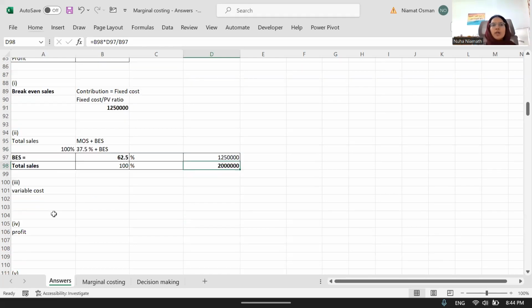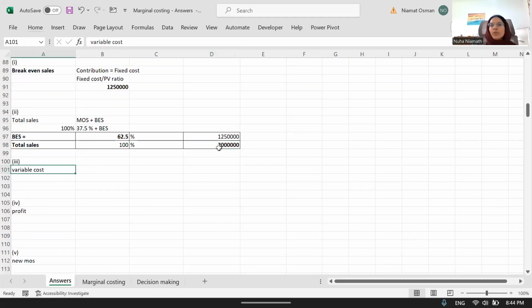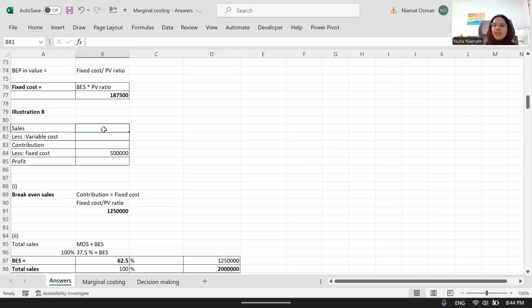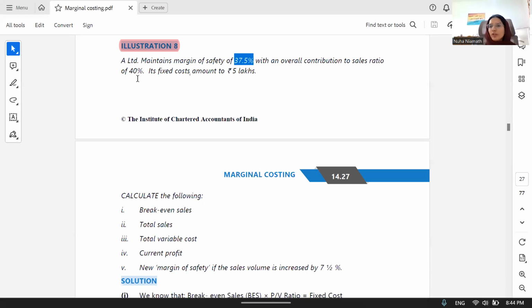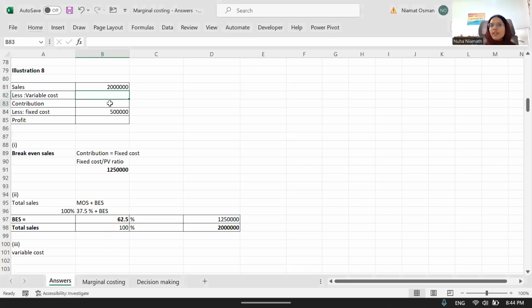So now moving down to the next one, now we've got the total sales. So immediately come and fill in your chart, 20 lakhs. As soon as you find one figure, fill in your chart so that you can keep seeing where you are standing. Now one more thing we know is the PV ratio, 40%, correct?